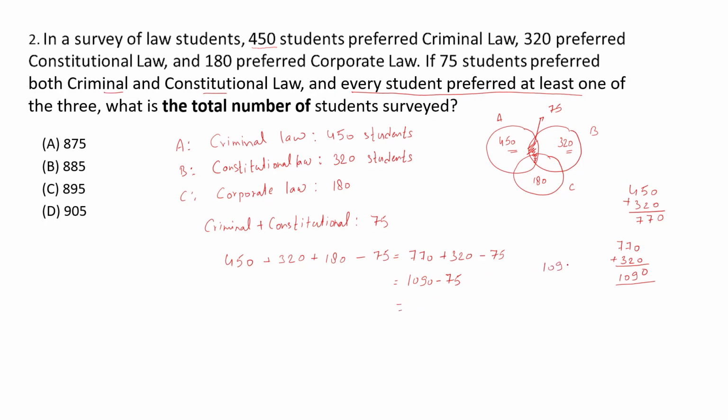So 1090 minus 75. So it is 0 minus 5 is 5, right? Remainder you have to take 0. If you take remainder, this becomes 10. Here it is 8. 8 minus 7 is 1 and it is 1000. So it is 1015. Okay. None of the options is matching. So the answer is 1015. These options are wrong. Okay. So that is how you have to compute.